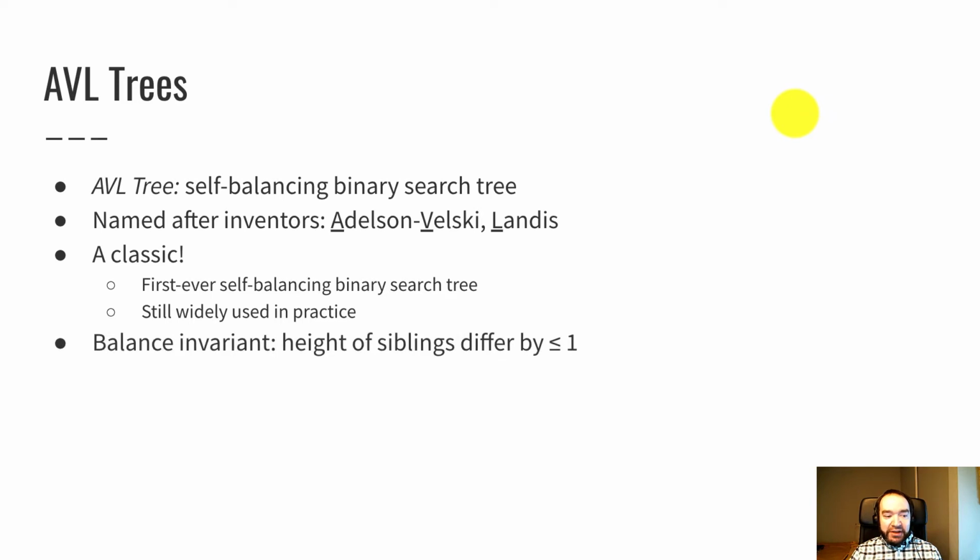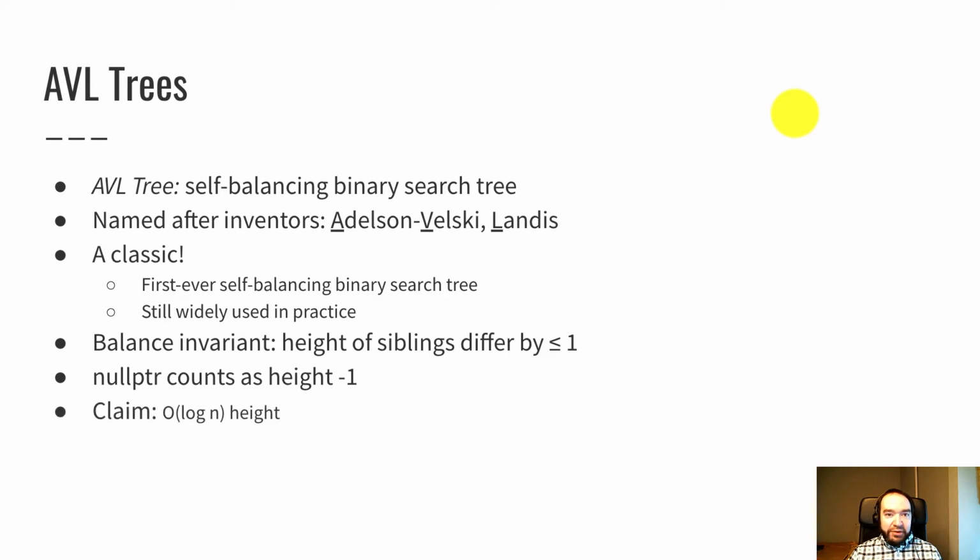The balance invariant on an AVL tree is that the height of two siblings can differ by at most one. Two siblings are two nodes with the same parent, so they can have the same height, or their heights can be off by one, but they can't be different by more than one. And remember, for the purposes of these height calculations, a null pointer counts as a -1.